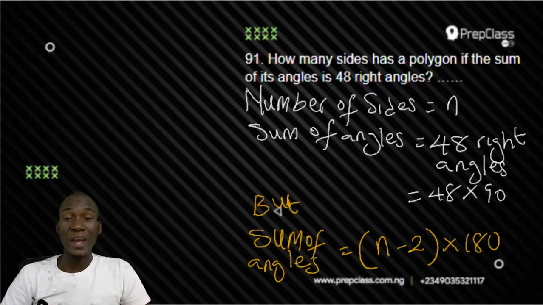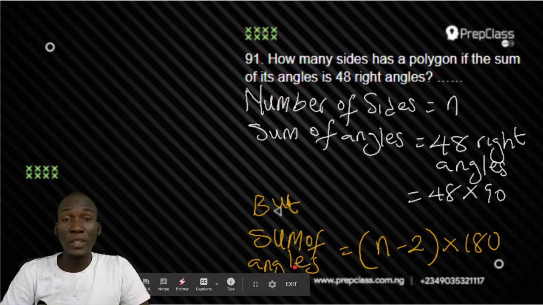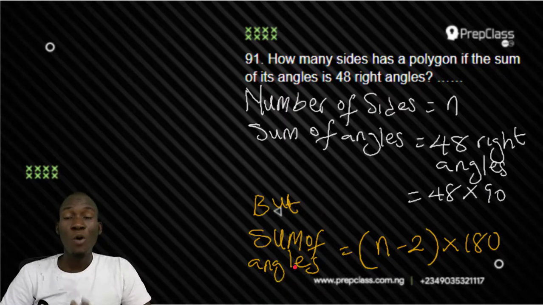Let the number of sides be n. And we have the sum of angles to be 48 right angles. And 48 right angles is the same as saying 48 times 90, because right angles means 90 degrees. So now we have 48 multiplied by 90. Now, the sum of angles of a polygon equals n minus 2 multiplied by 180 degrees. Now we have to find the value of n, given the sum of angles in the polygon. Now we are going to substitute our values to get the value for n.